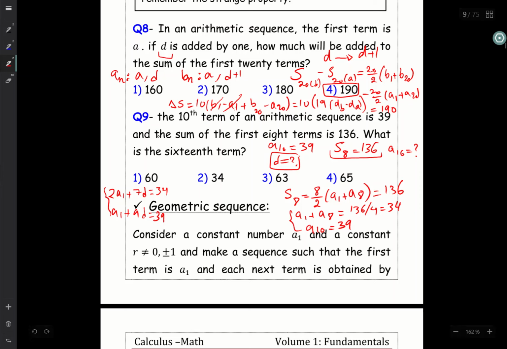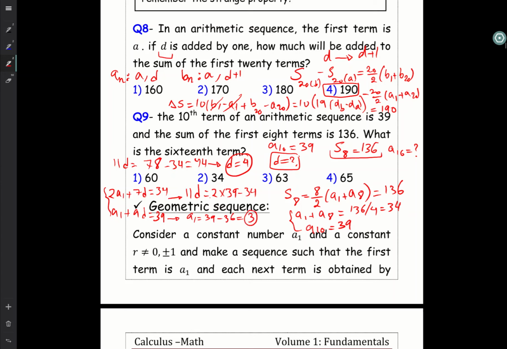So if we want to solve this, multiply the second row by 2, giving 18d, and then subtract the first row. So 18 minus 7 is 11d equals 2 times 39 minus 34. Therefore 11d is equal to 78 minus 34, which is 44, right? Therefore d is 4. And if d is 4, A1 is 39 minus 9 times 4, which is 3. So that's A1. And then A16 is A1 plus 15d, which is 63. Okay, so 63 is correct.